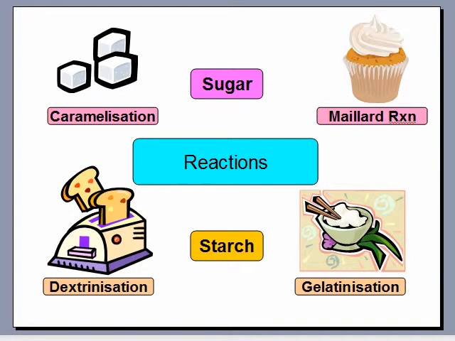Gelatinization will only happen if starch is heated together with moist heat. This will result in sticky paste, and an example would be the cooking of rice or the thickening of soup or gravy.